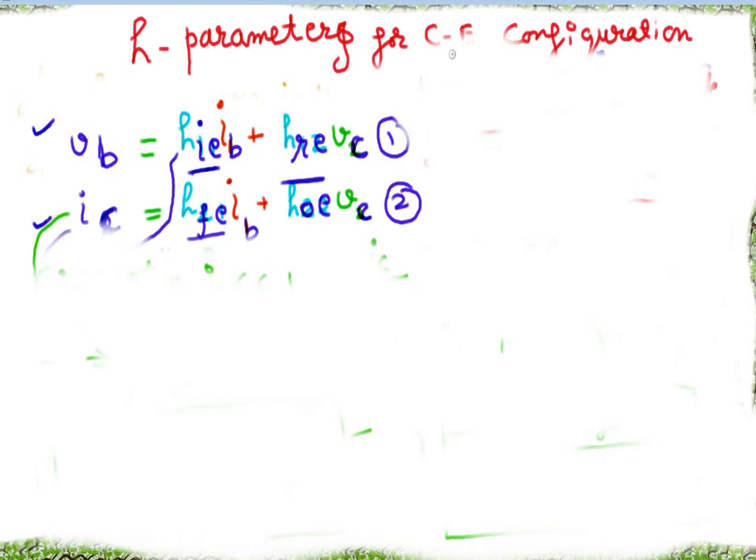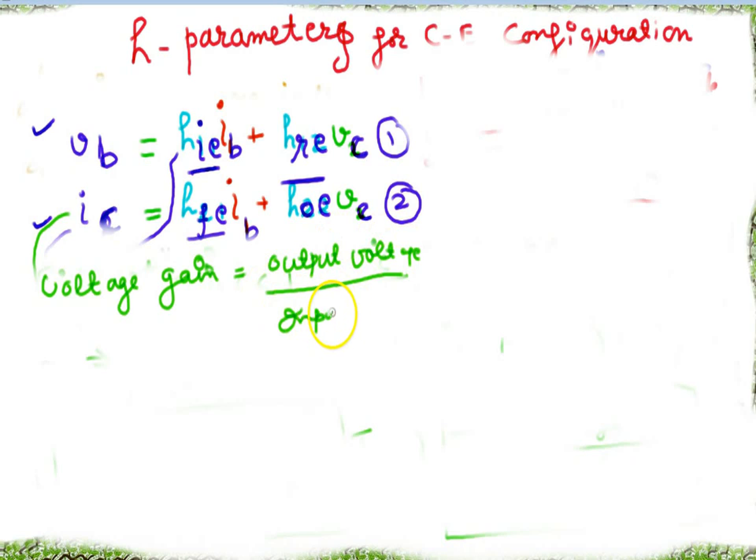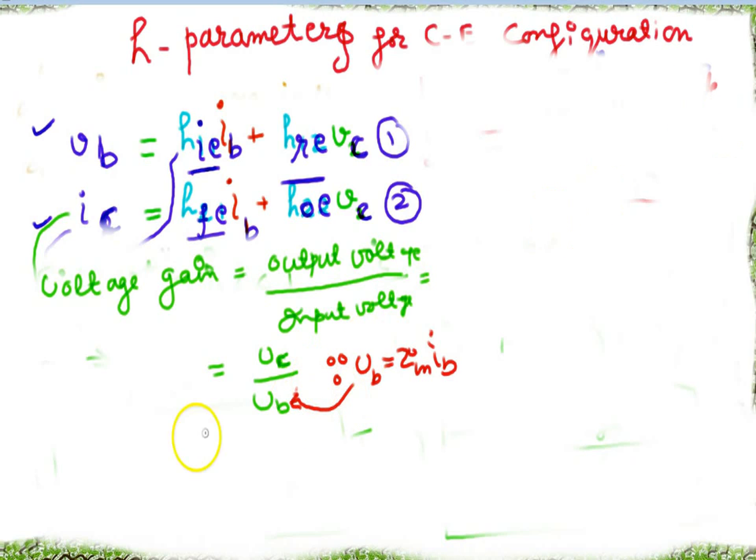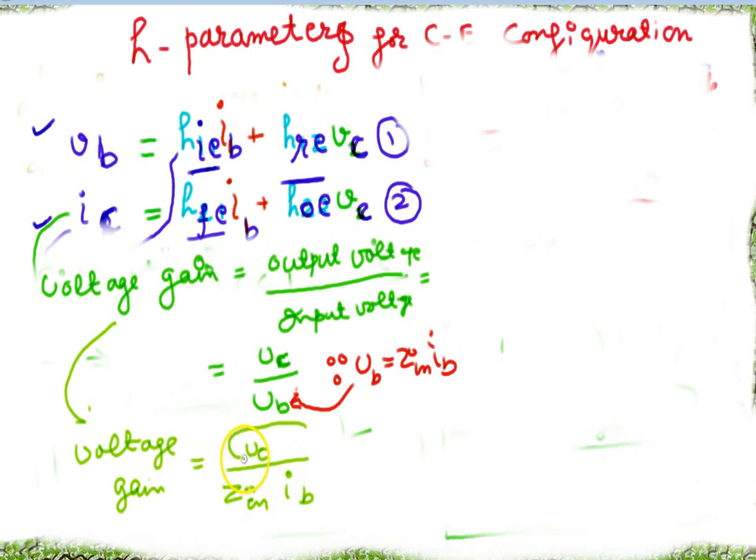Now we will find the voltage gain. Voltage gain is output voltage over the input voltage. In common emitter, it is collector voltage over the base voltage. We already know VB is equal to the base voltage, input impedance into IB. Then gain becomes VC over Z into IB.